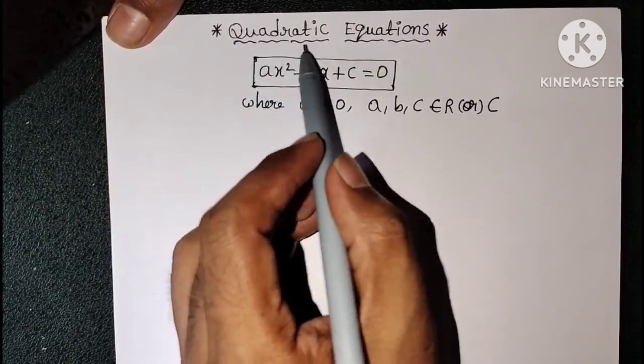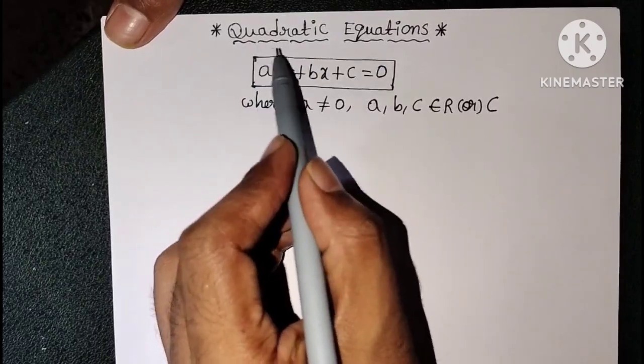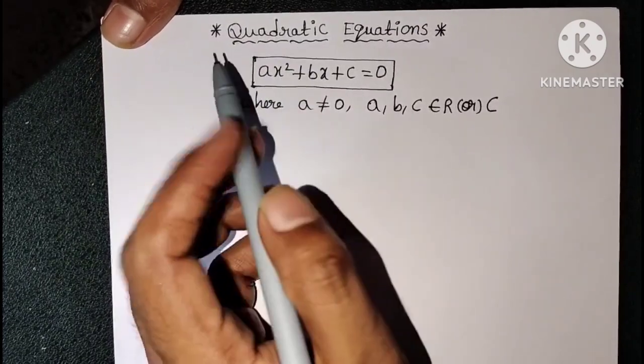So another simple definition: a second degree polynomial, in general a second degree equation, is called a quadratic equation.